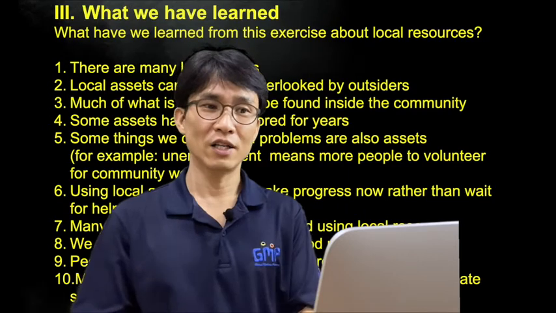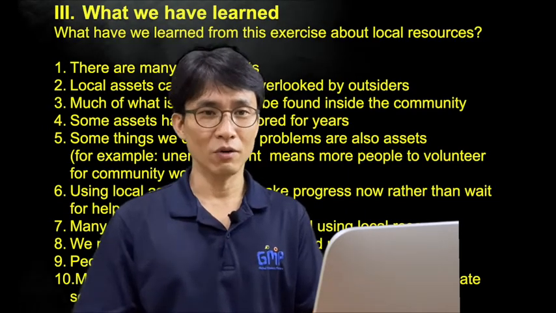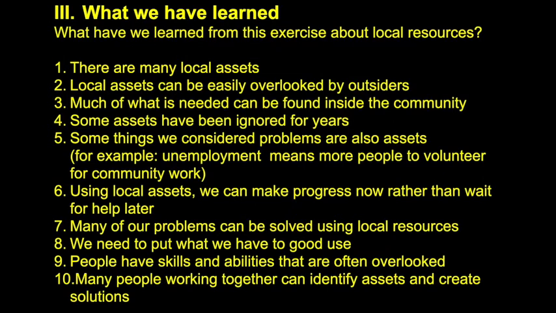What have you learned from this exercise about the local resources? You're right. There are many local assets, right? Local resources and local assets can be easily overlooked by outsiders. And much of what is needed can be found inside the community. Some assets have been ignored for years. Some things we consider problems are also assets. For example, unemployment means more people to volunteer for community work.